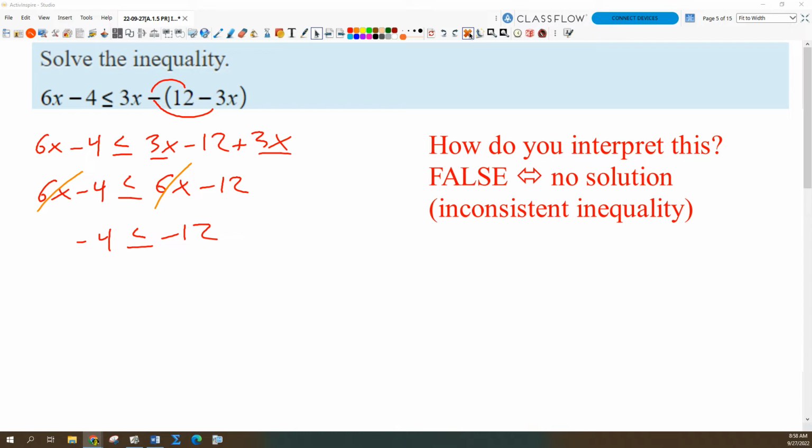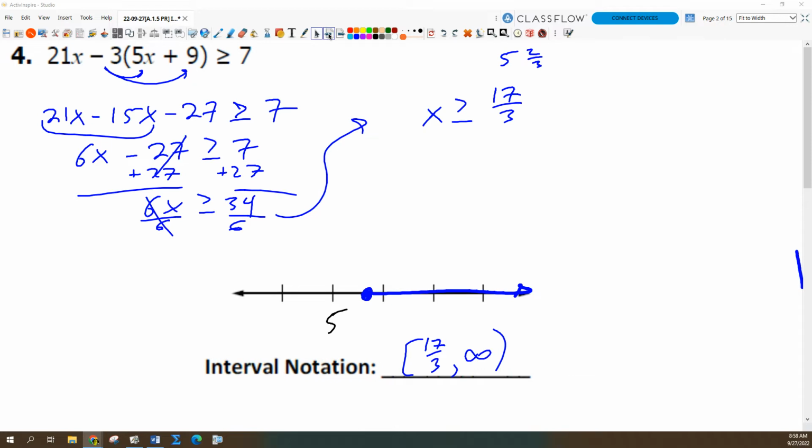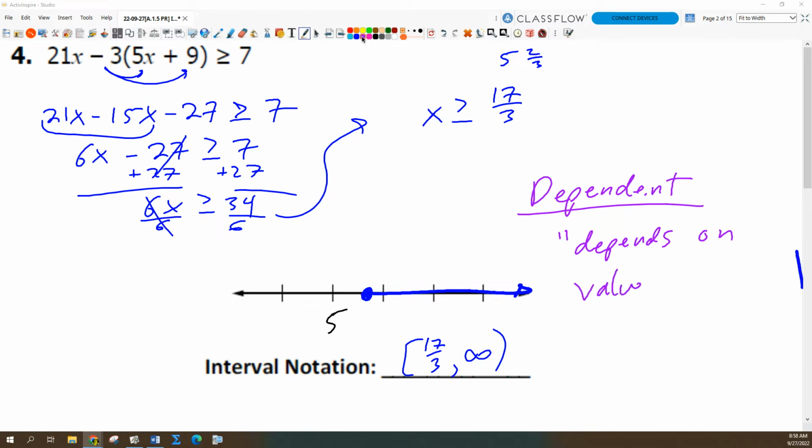There's no solution. Okay. And then all these other ones we did earlier, like this was an example of a dependent inequality. How come? Because it works, but it depends on the value of x. As long as x is greater than or equal to 17/3, it's true. So it depends. There are some values of x where it doesn't work. Okay, good.